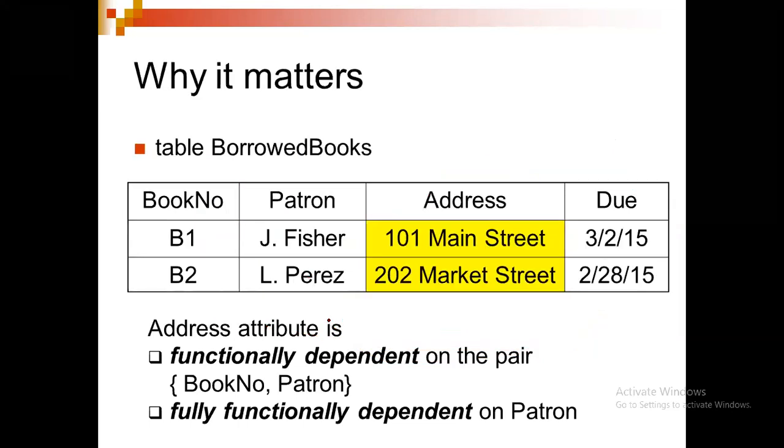Okay, now why are we going for the functional dependency? See, I have a table, another example, borrowed books. So these are the books which I have borrowed, and book number is there, pattern is there, author only. Address is there, due date is there. So if we say here book number and the pattern, okay, these are the dependent, and fully dependent is the pattern here. See here, fully dependent is pattern.